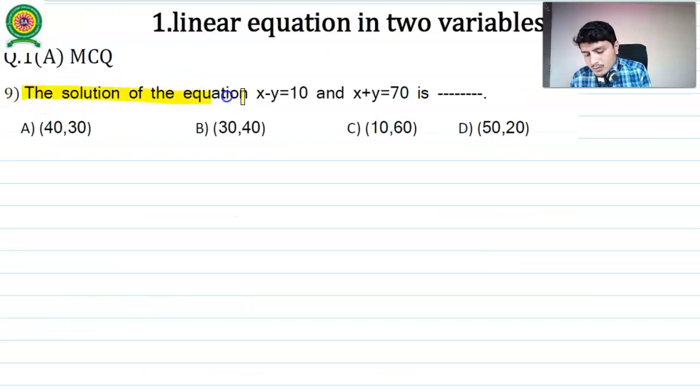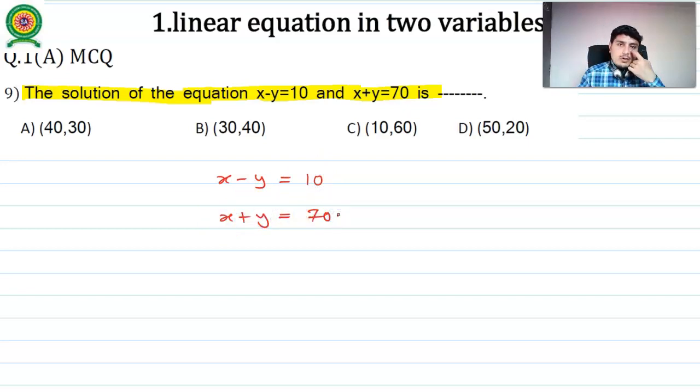We are given the solution of the equations x minus y equals 10 and x plus y equals 70. The two equations are of the form x minus y equals 10 and x plus y equals 70. We may call them simultaneous linear equations in two variables. Let us call the first equation equation number 1 and the second equation equation number 2. Here we have to evaluate the solution, meaning the values of x and y.